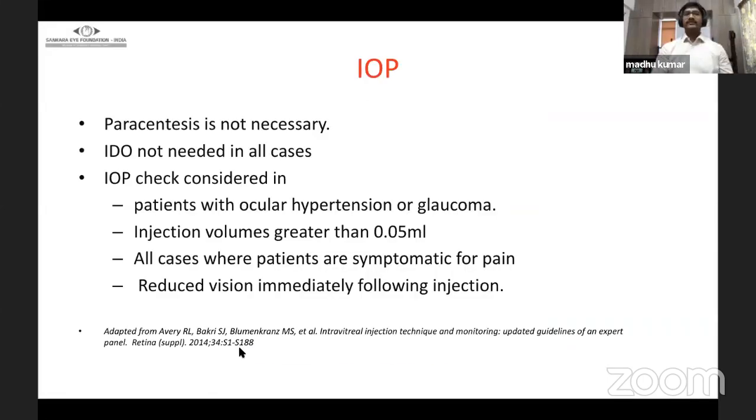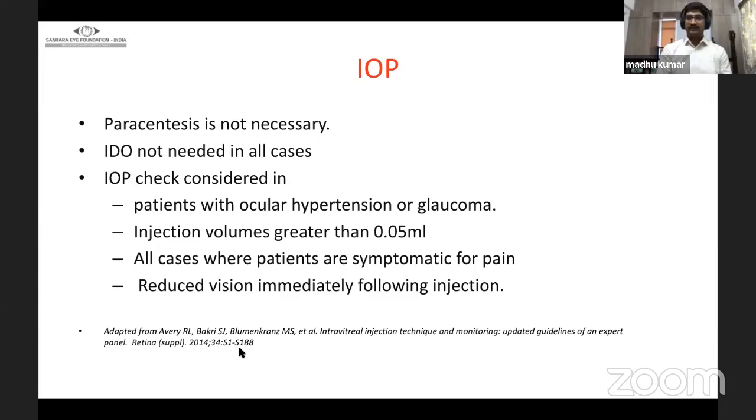Coming to the intraocular pressure, what happens to the intraocular pressure following the intravitreal injection? Is paracentesis necessary in all cases? I know a few surgeons who routinely do paracentesis following the injection. In fact, it used to be a mandatory thing a few years before. But right now the recommendation is that paracentesis is not necessary if you are injecting a drug volume of 0.05 ml. If you are injecting more, then you can take a call on doing a paracentesis.